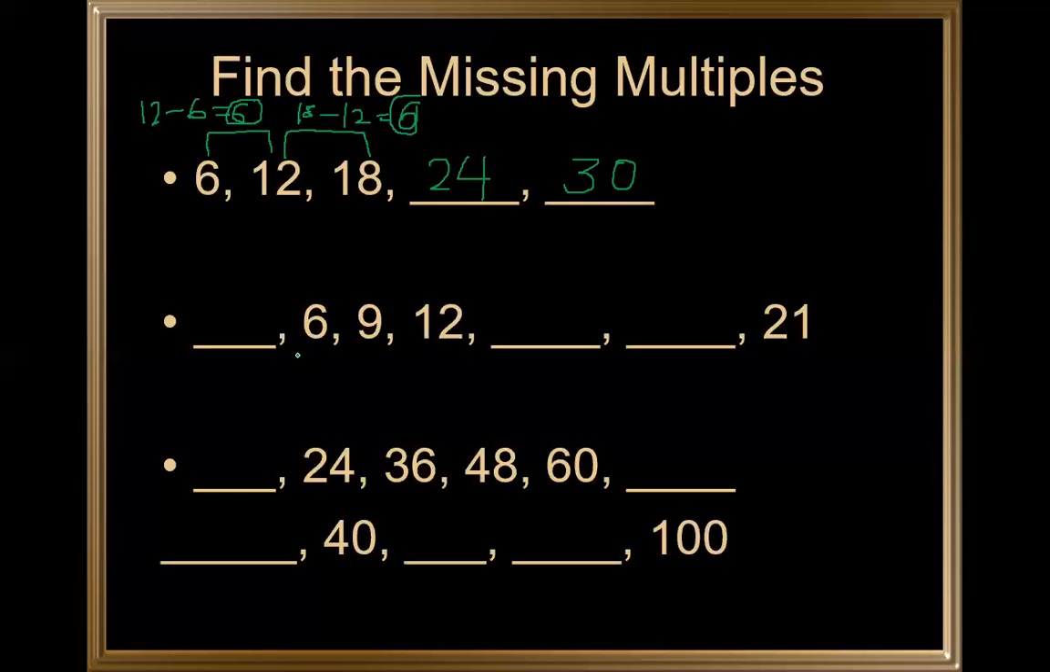Similarly, in the second example, you can see dash, 6, 9, 12, dash, dash, 21. Now we have to find its missing multiples. I know very well that it is a table of 3, but I want to check which table this is. So I subtract 9 minus 6, and I know that 9 minus 6 is 3 only. Now again I subtract 12 minus 9, so that I am confirmed that it is a table of 3 only. 12 minus 9 is again 3. So it is giving me a gap of 3, so it is a table of 3 only.